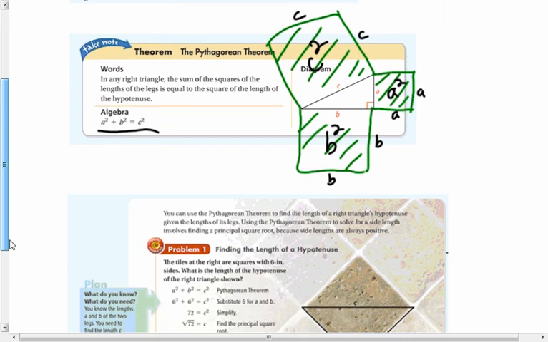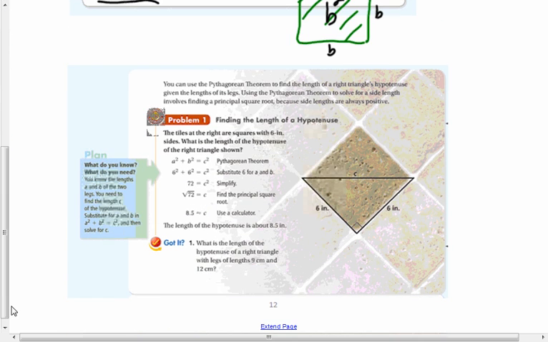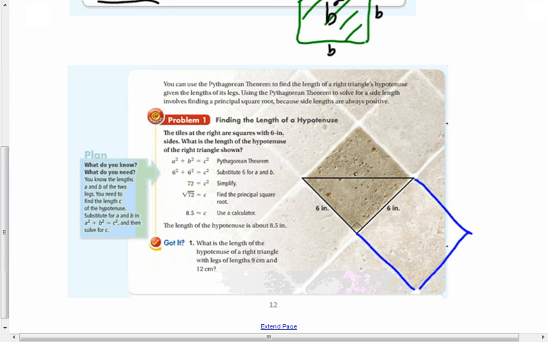Now, to show you how that would work, here's problem one. It's giving you an example of how you can use it to find the length of one side of this triangle, which is the hypotenuse right here, C. The area of this square, which is a square tile, would be 6 times 6, which is 36. The area of this square right here would also be 6 times 6, which is 36.